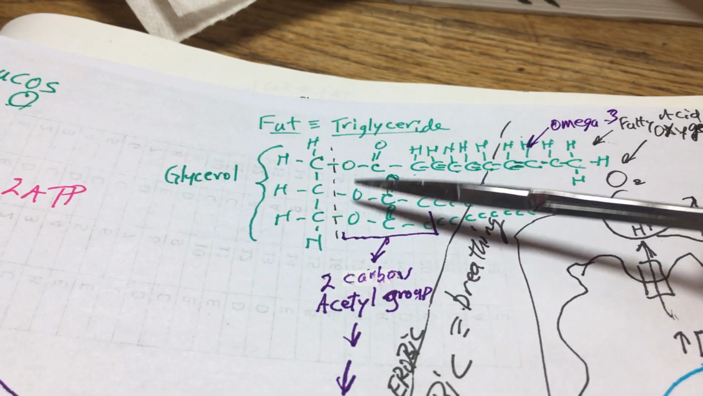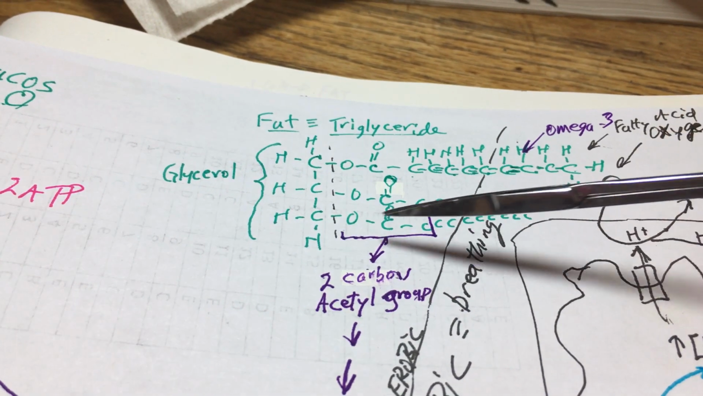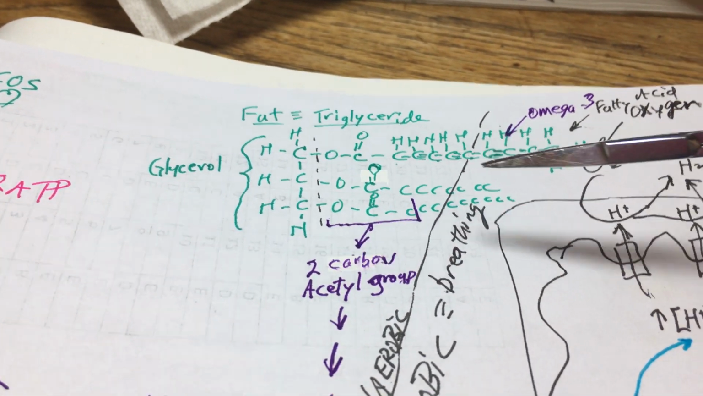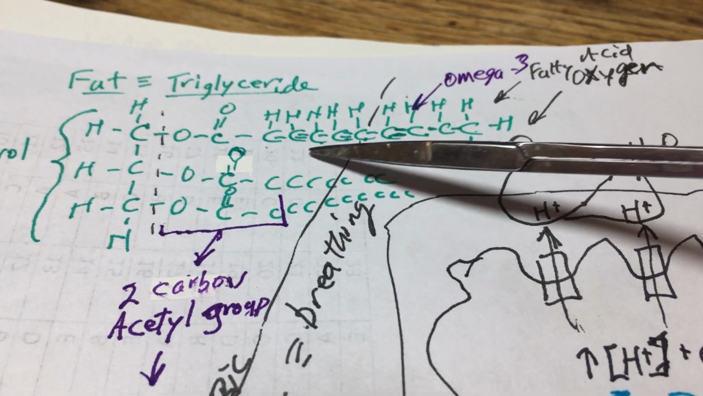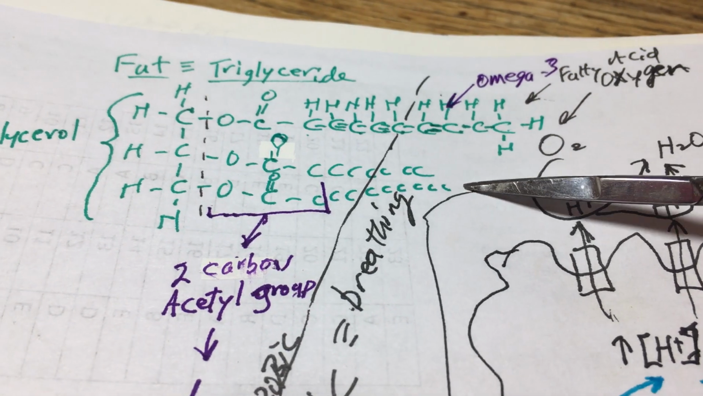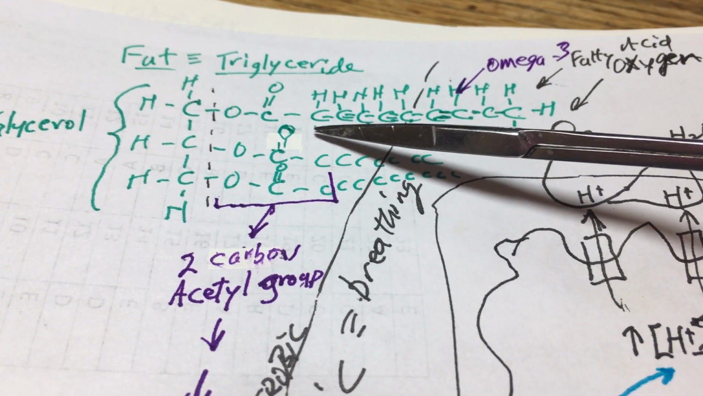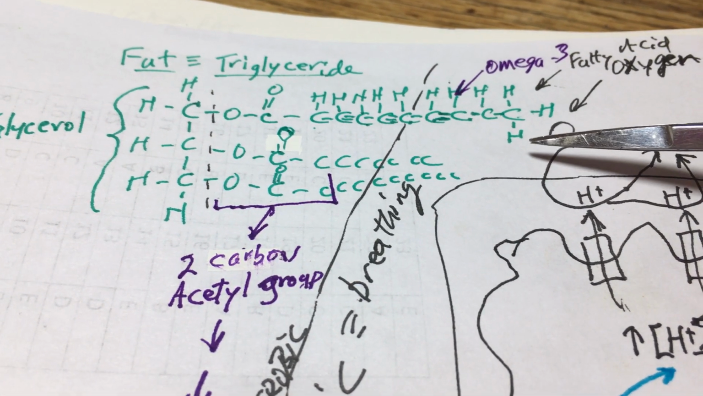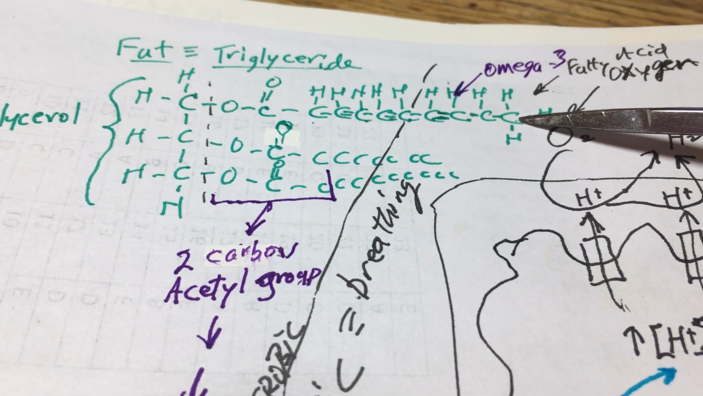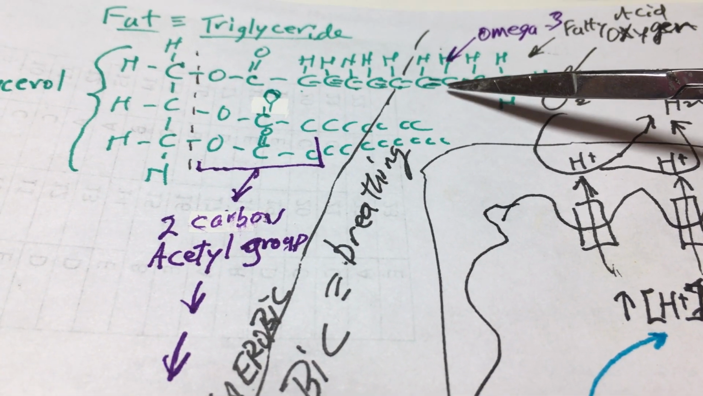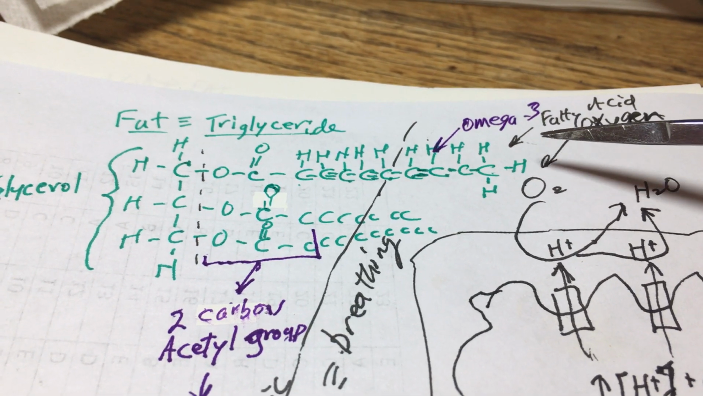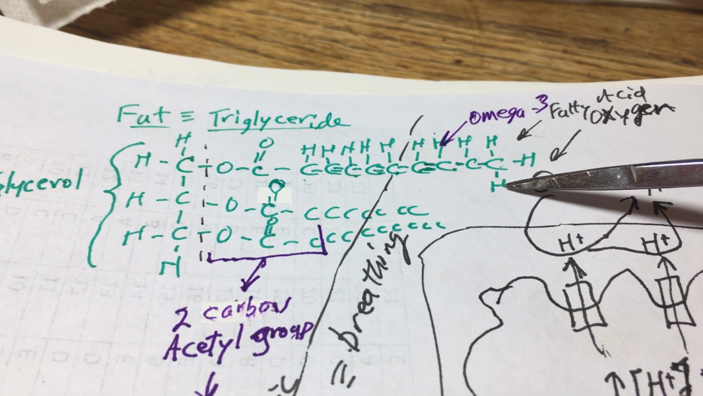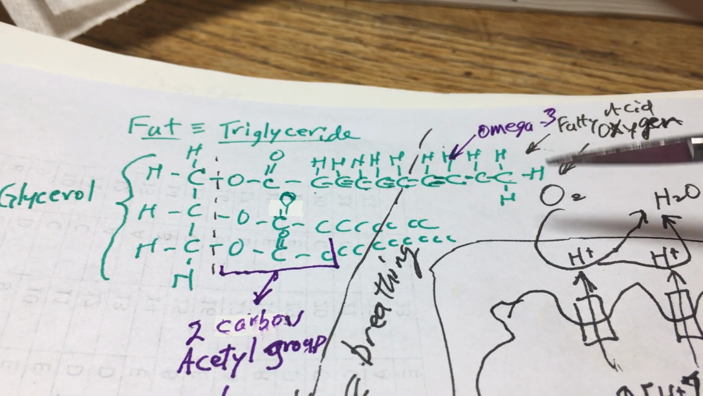Here are the fatty acids with a triglyceride. This is a triglyceride. Here's the glycerol. Here's the fatty acid right here. Here's the alpha and the beta carbon. Here's the omega. The omega minus 1, 2, 3, double bond. Whoa, I've got an omega-3 fatty acid. Okay, double bond is right there.